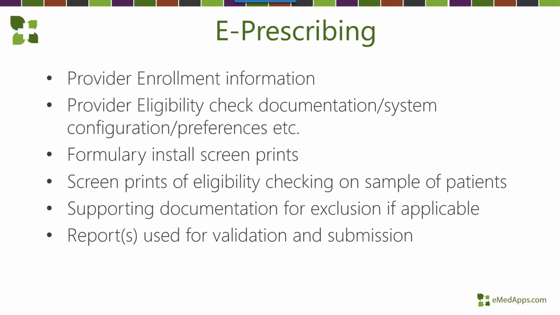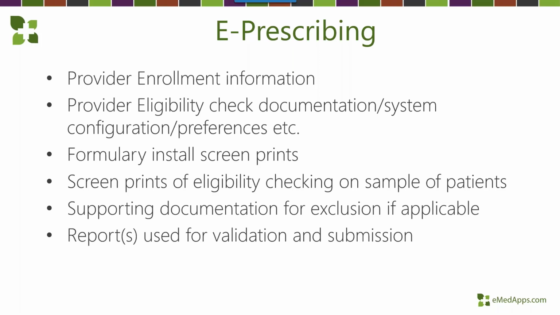You'll want to make sure that you have screen prints showing that it's been installed and that you're using that functionality. You'll want to make sure you have a sample of your patients that you've provided eligibility checking on, perhaps screen prints as well related to that patient or those group of patients, a sample of those patients, obviously de-identified if you're keeping it in your audit binder.